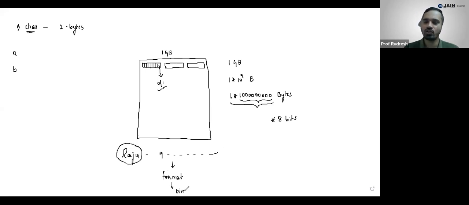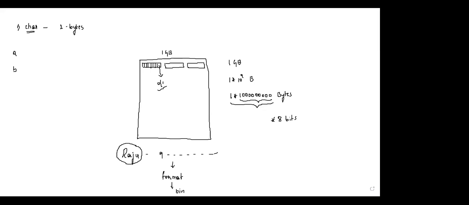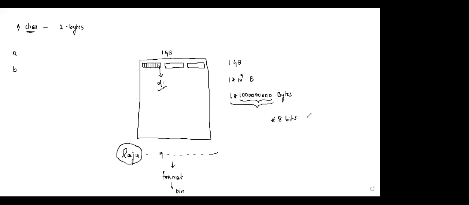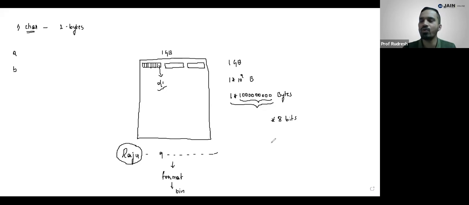So if I say stored, 100%, I don't have the character as it is in my computer. There is something that is going to convert it into binary form. And who converts it into binary? It is the format that converts it into binary.